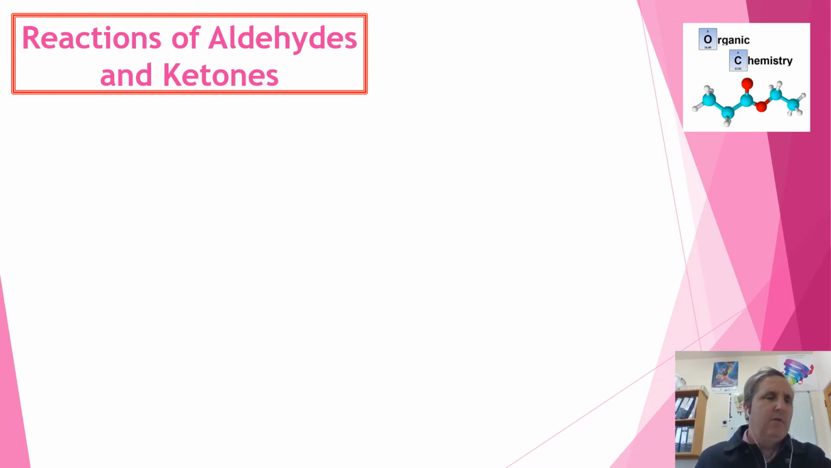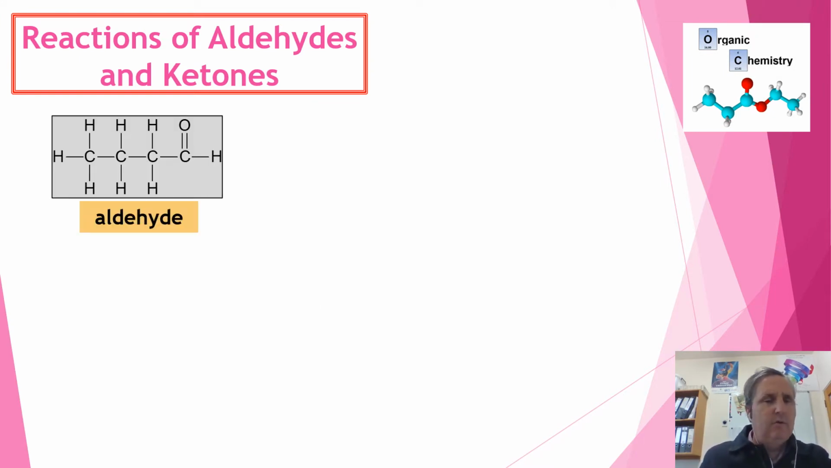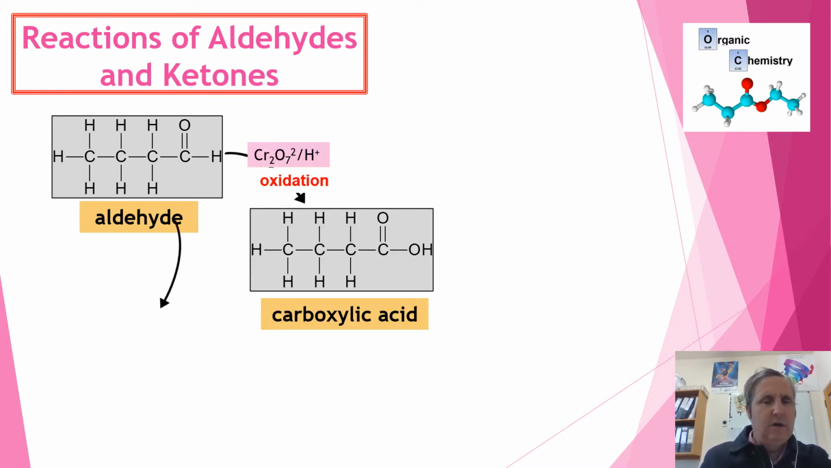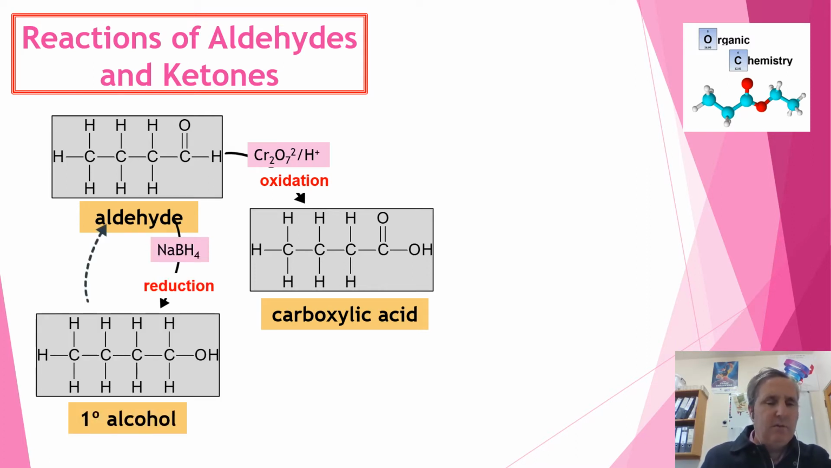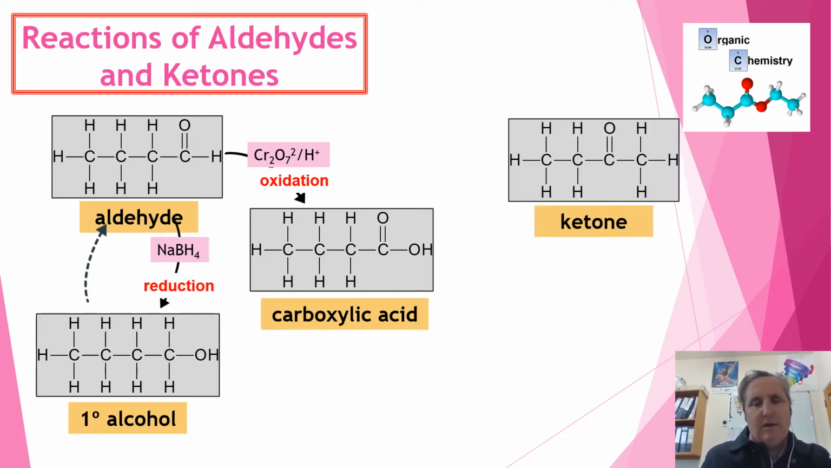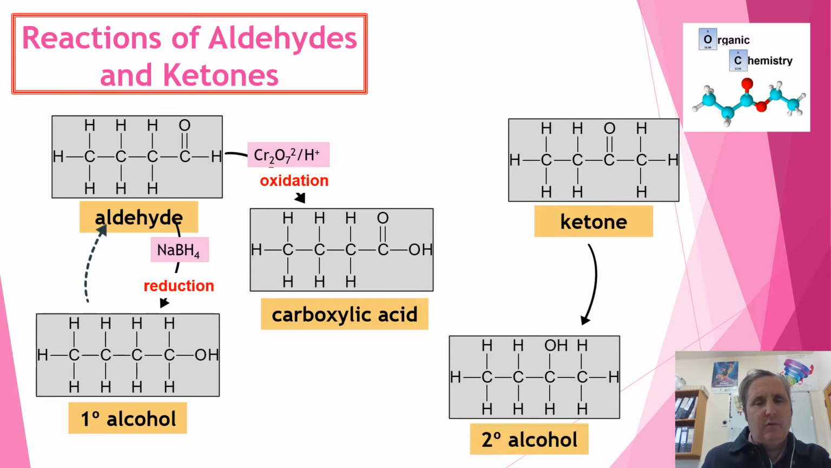So if we look at a quick overview of the reactions of aldehydes and ketones, we have an aldehyde. The two reactions that we can undergo with an aldehyde are we can further oxidize it onto a carboxylic acid, or we can reduce it back to the primary alcohol it had originally been oxidized from. Ketone, we can't further oxidize a ketone, but we can reduce it back to the secondary alcohol that it was produced from. Let's look at these reactions in more detail.